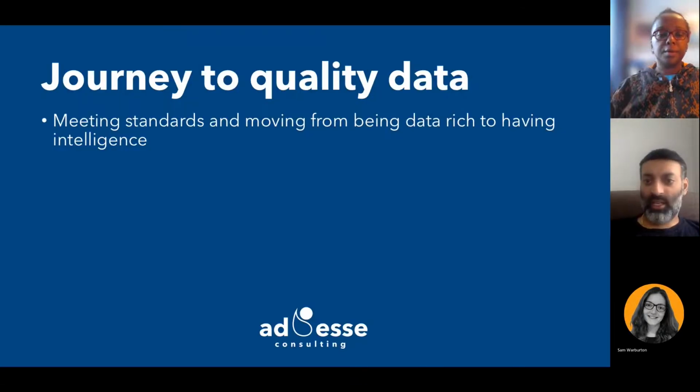So what's the journey to get from where you are at the moment to a point where you have data quality? I like to think of it as, how do we get to the point where we are meeting standards and moving from what is often a data rich place, so we've got lots and lots of data, lots and lots of information, to a point where we have intelligence, that we can actually do something with the data that we've got. Data quality is important. Doing something with the data is even more important. And what we tend to find from our experience is people do things if they've got high quality information that's informing them to do something. So it's really key.